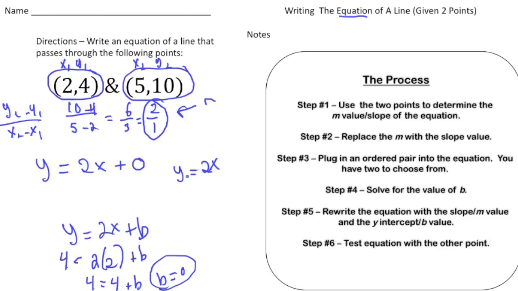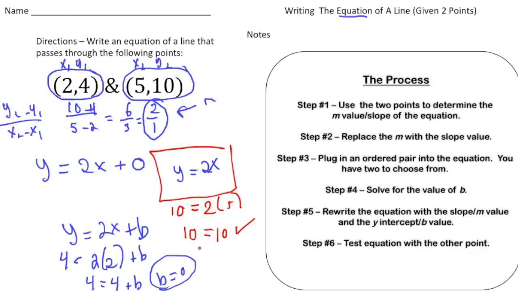Now there's one last step. Now we're on step number 6. We need to test the equation with the other point. I'm going to use a different color for this one. I'm going to plug in 5 and 10 into this equation right here. When I do that, y is 10, so 10 equals, and now we're saying our x is 5, so 2 times 5. And 10 does equal 10, which means that the equation is correct.